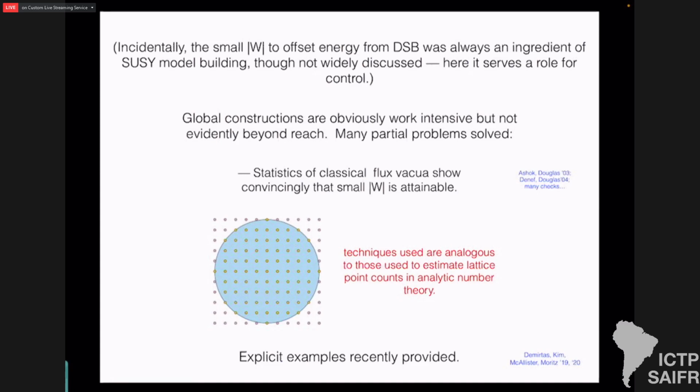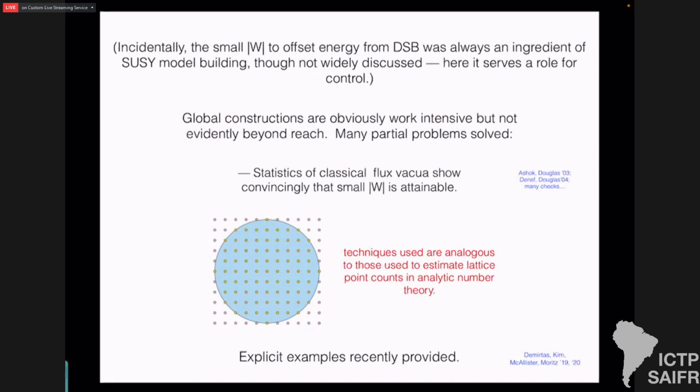Now, I want to make 2 comments before closing. One is the small w that we introduce in this construction classically to offset the energy, to give control over the vacuum, always played a role in traditional model building in the DSP context, because you need to shift the vacuum energy by a small w just to get cancellation of the cosmological constant. So I don't think that's a qualitatively new ingredient in model building.